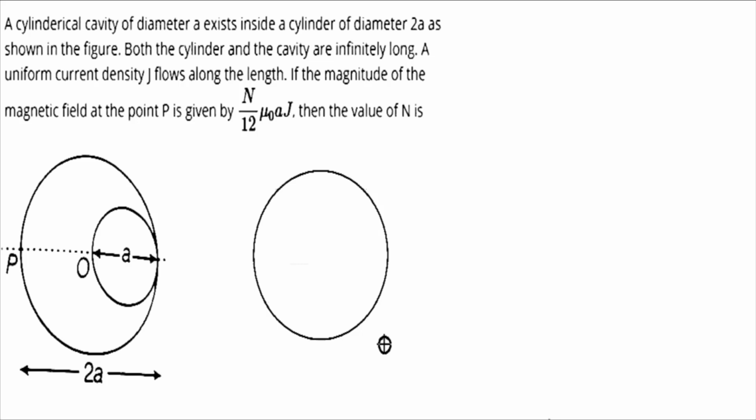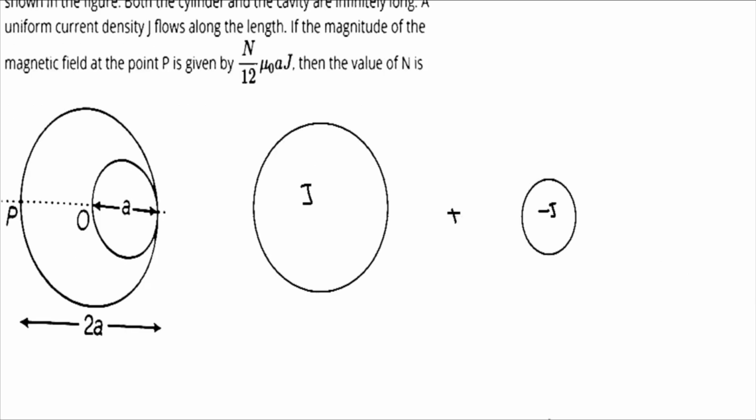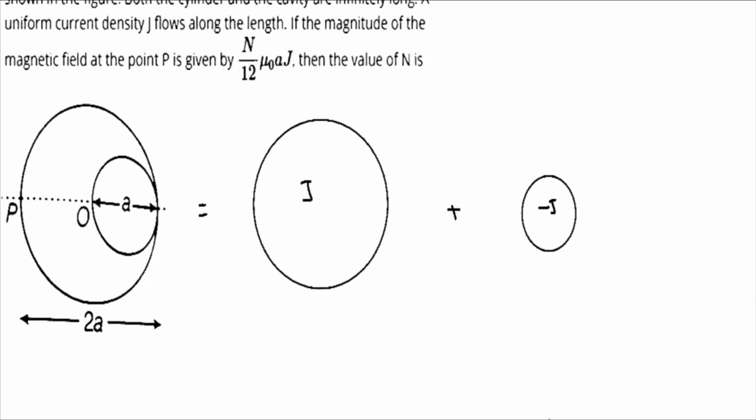We can say that this whole cylinder, and let's say this is our cavity. So if we need to find the net effect, what we should do is say that the current density here is J, so here it would be minus J. We can just put this value. Okay. Now, this would be equivalent to this part.